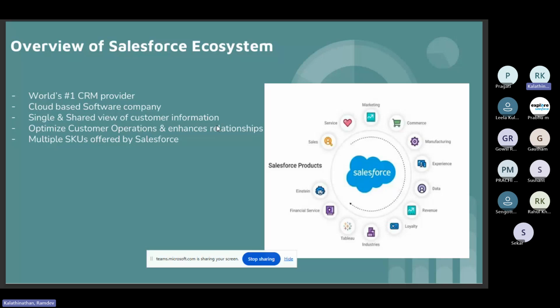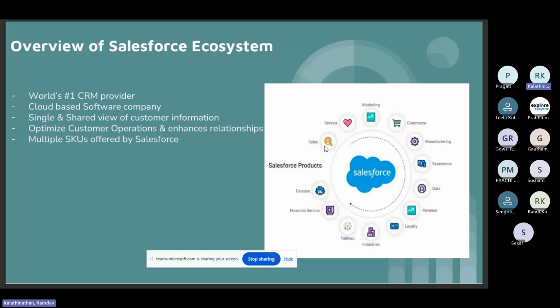And the last one is there are multiple SKUs offered by Salesforce. When I mean to say SKUs, here I refer to say multiple products, right? So we have sales cloud, service cloud, marketing cloud, commerce cloud, all of this. Now, I'm not getting into the details of each of these tools because that itself will become a big discussion each on its own, right? So I'm not getting into the details of each one of this.